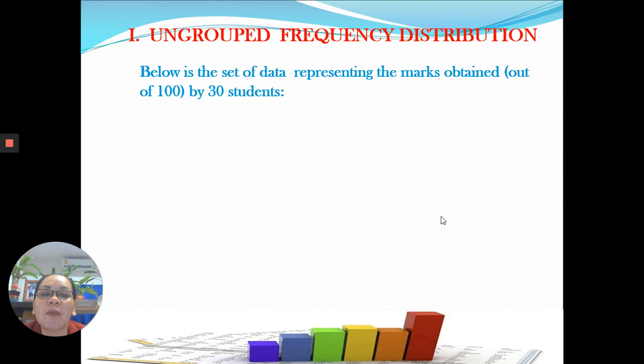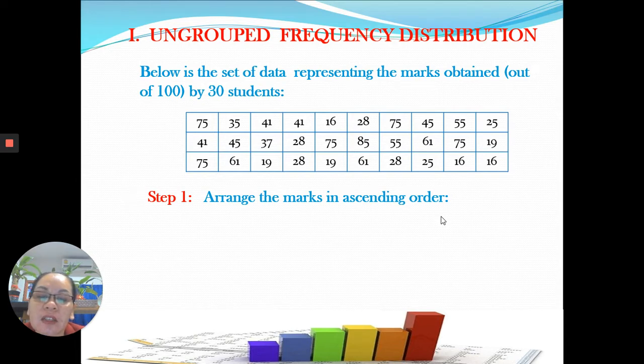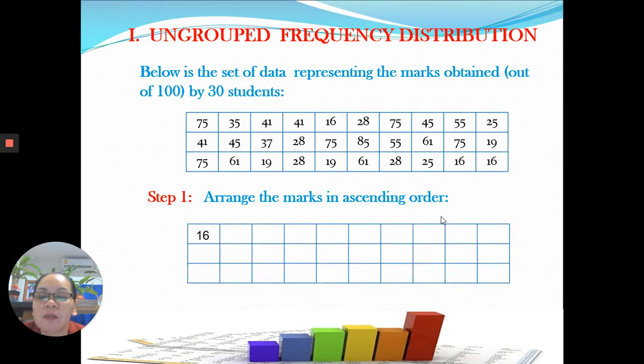The set of data representing the marks obtained out of 100 by 30 students. So these are your observations here. You have 30 students, so 30 observations. The first step that you're going to do is arrange the marks in ascending order. So what is ascending order? That is from the least to the most, or from the lowest to the highest.